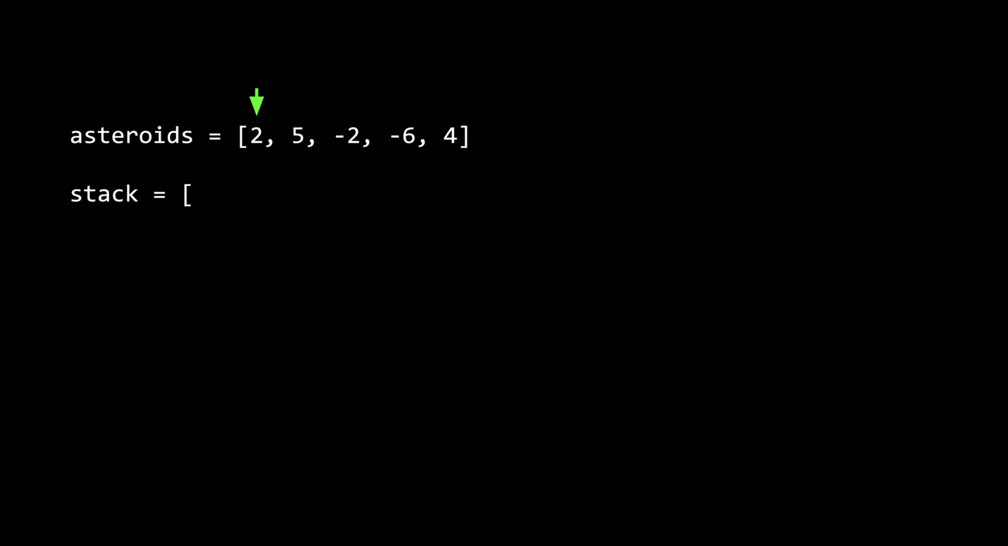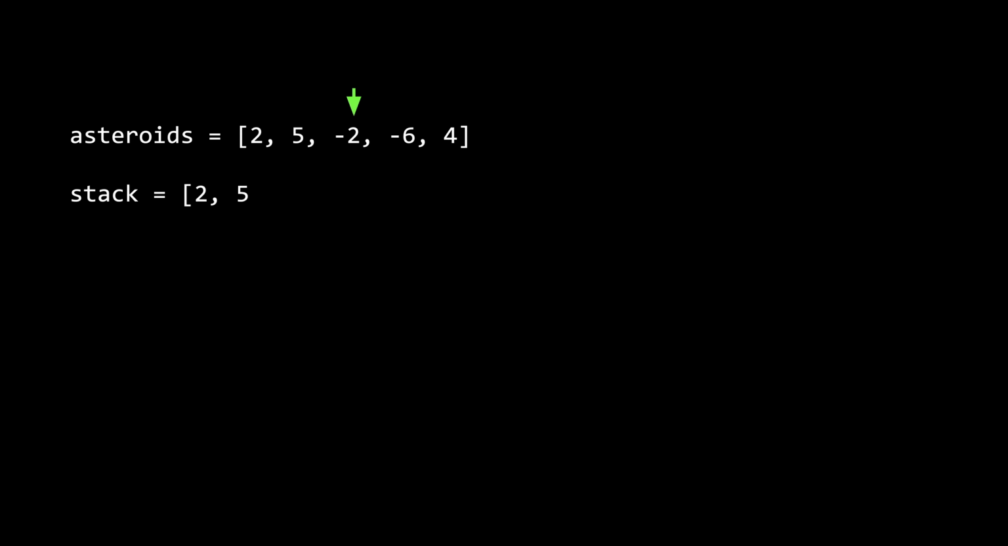So in our solution, we are going to process the asteroids from left to right. For every asteroid that is moving to the right, we can't make a conclusion on it now, so we push it onto our stack. So for example here, with this 2, that would go onto the stack. And for this 5, we would push that onto our stack as well.